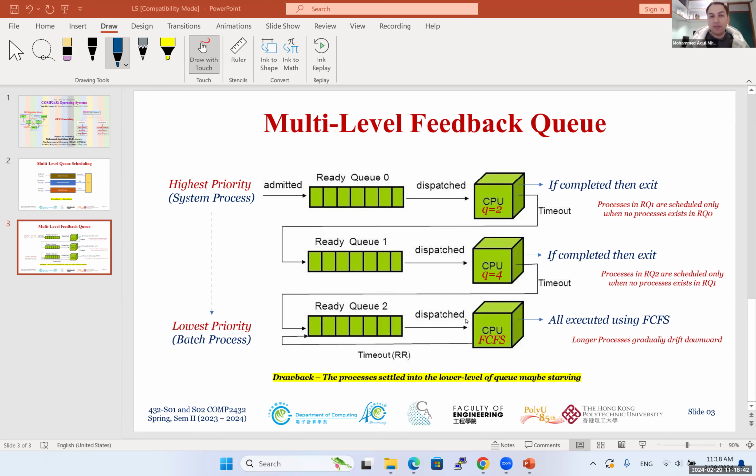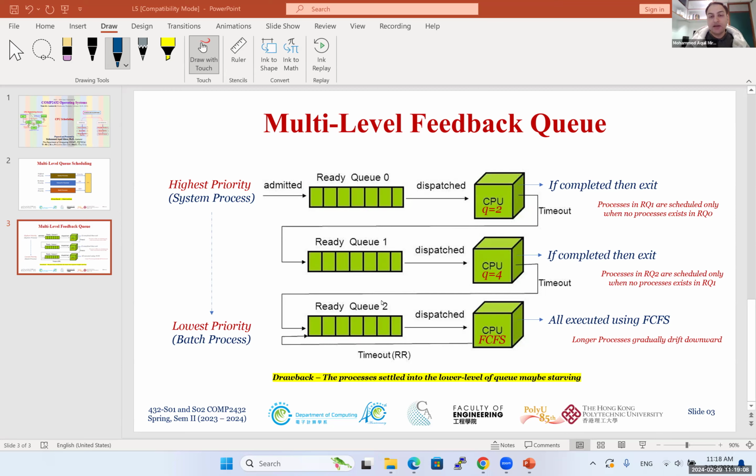So this is how your multi-level feedback queue will work. However, the problem with the multi-level feedback queue is that processes will get settled into the lower levels of the queue and may starve. As we said, whenever a new process comes in, it will get executed here, and then it will be sent to the bottommost queue if it has not completed its execution.